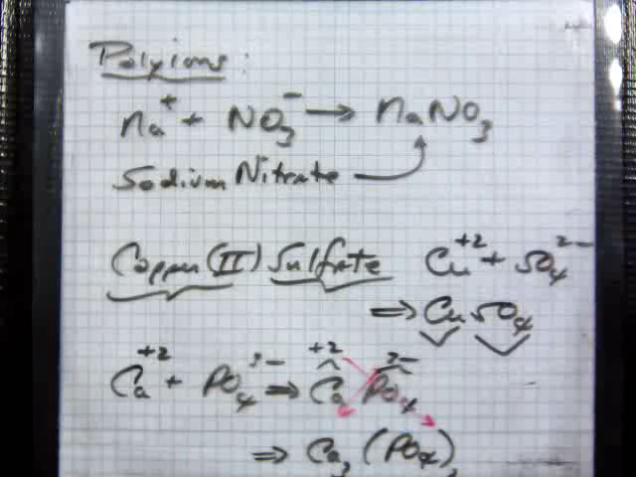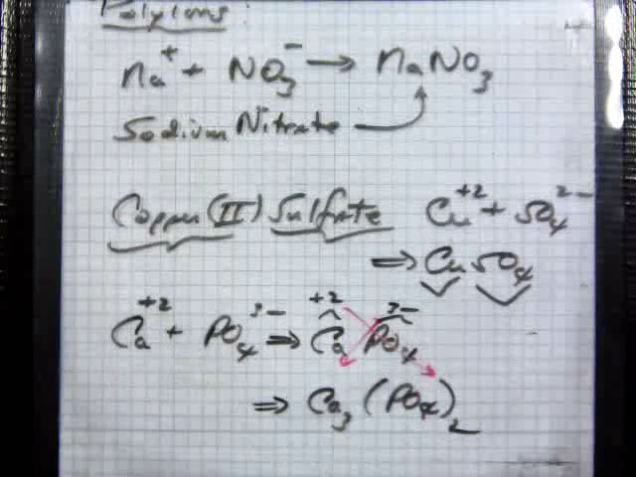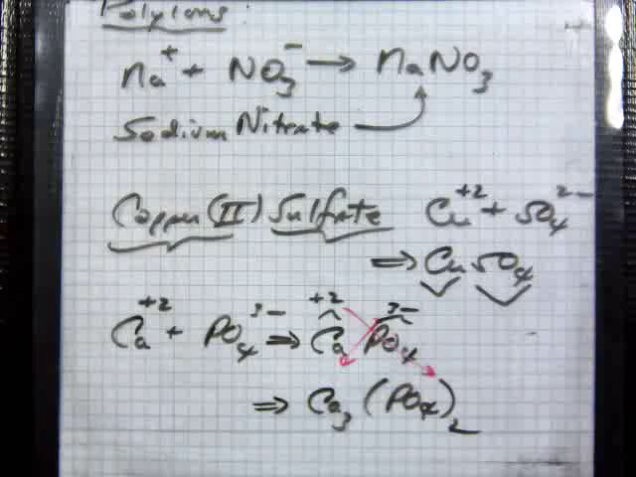At any rate, such is nomenclature and the oxidation states in writing ionic compounds. You gotta know your polyions. Okay, calcium chloride.